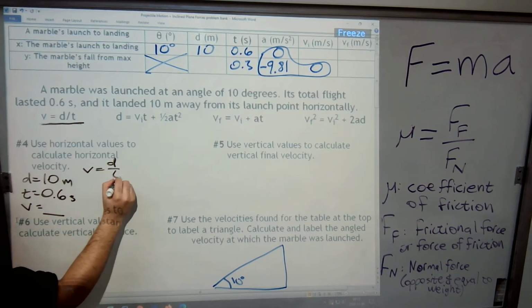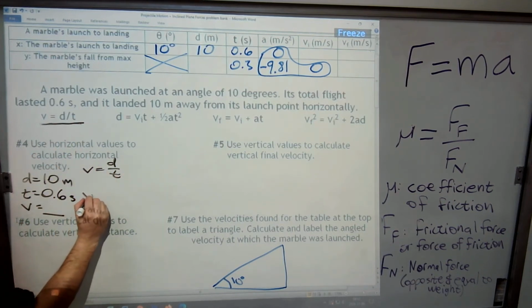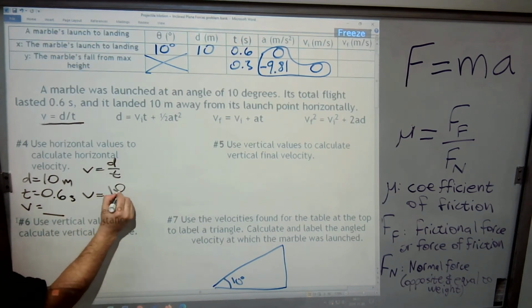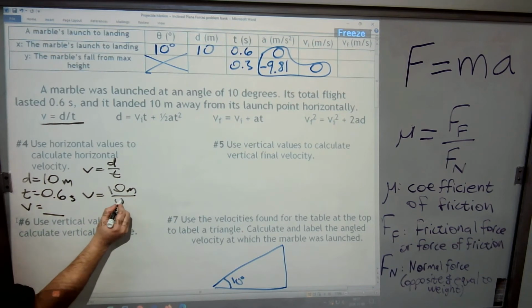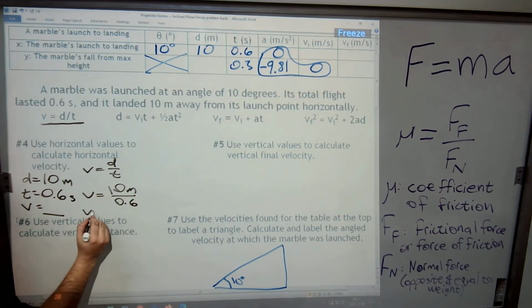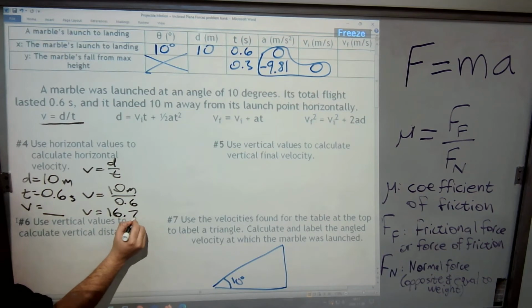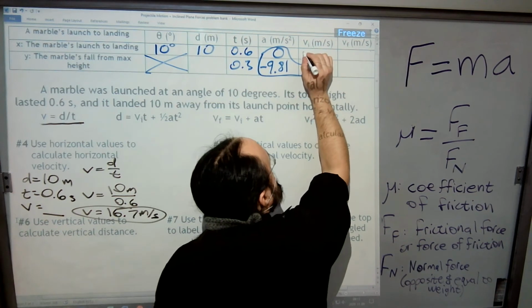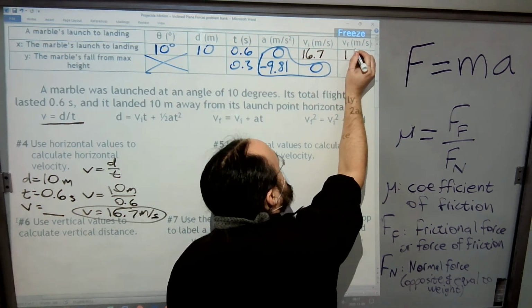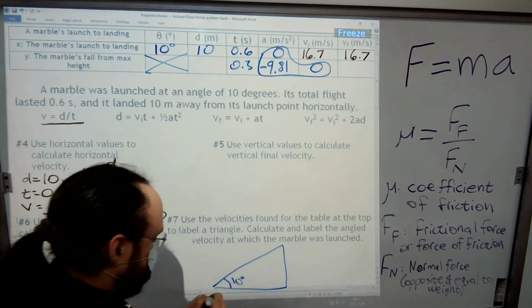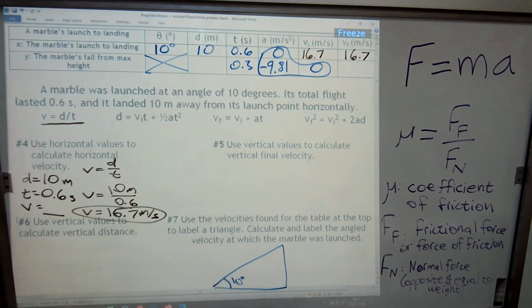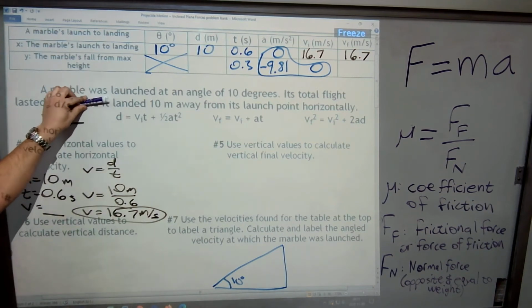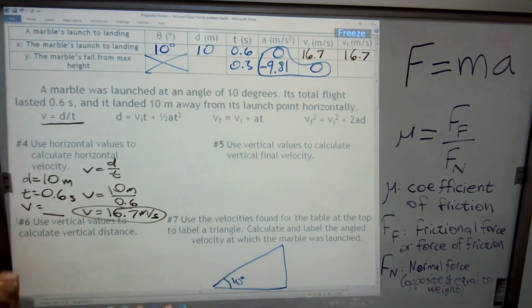So I'll use that formula right there with just the v, and I'm looking for v, so I just write v. Displacement is 10, time is 0.6, and 10 meters divided by 0.6 seconds makes 16.7 meters per second. And remember, that goes in both spots up here. 16.7, 16.7. So I'm trying to color code this. The blue marker was the stuff that it already gave us. The black marker is this horizontal stuff we did.